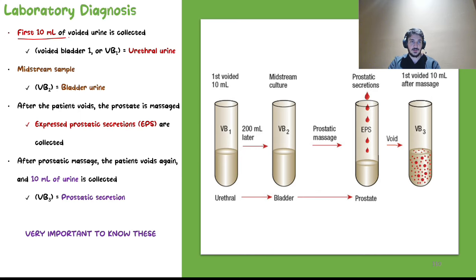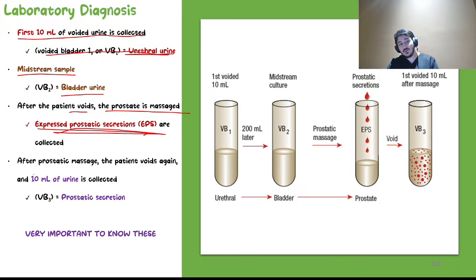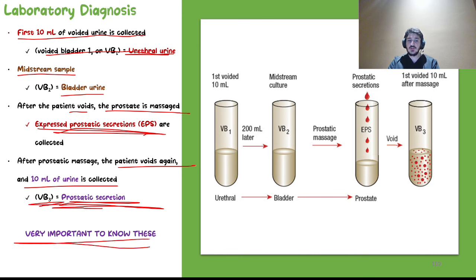Okay, so here it is in words. The first 10 milliliters of voided urine is VB1, the urethral urine. Very important to know these, by the way. Midstream urine sample is the bladder urine. Then after the patient urinates, we massage the prostate and get the EPS. Then the patient voids again, and we collect urine plus the EPS, which gives us VB3. Very, very important to know this. I'm going to repeat it one more time. VB1, urethral urine. VB2, bladder urine. EPS, prostatic secretions, and VB3 is the prostatic secretion plus the urine in the bladder.